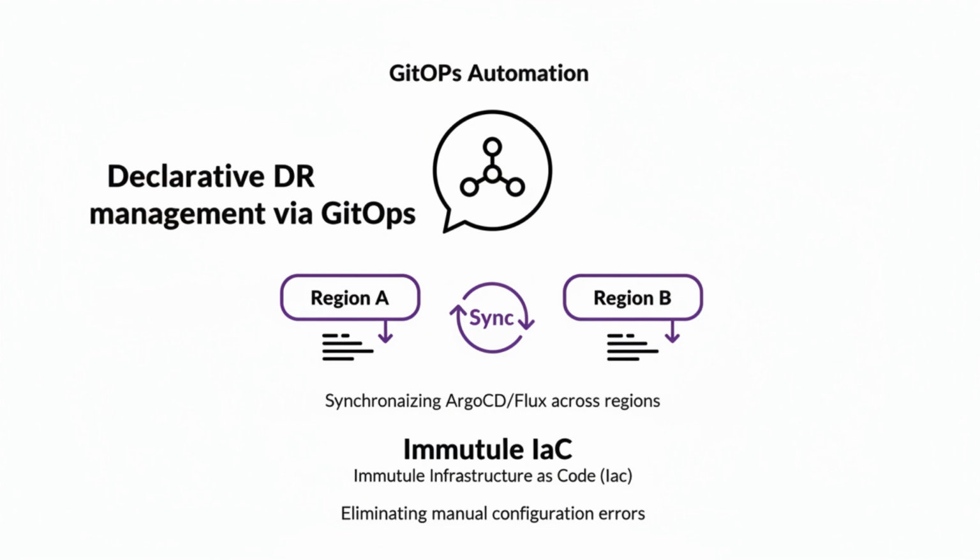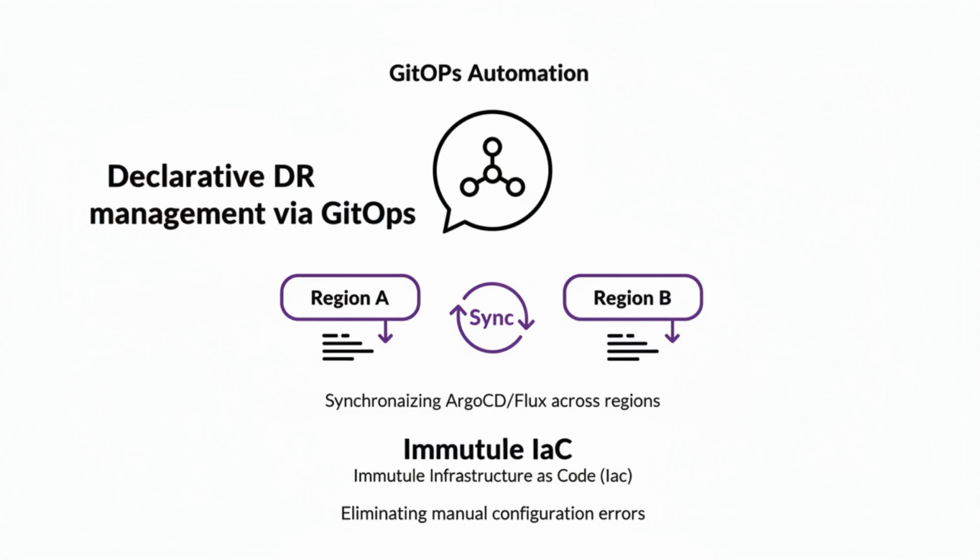GitOps provides a declarative way to manage disaster recovery. By using tools like Argo CD or Flux, we ensure that the state of our backup cluster matches our production cluster perfectly. Our infrastructure as code, or IAC, templates and Kubernetes manifests should be stored in a globally available Git repository. When a failover is initiated, the GitOps controller in the recovery region automatically pulls the latest configurations and begins deploying the necessary workloads. This pull-based synchronization ensures consistency and allows us to scale our recovery efforts without manual intervention.